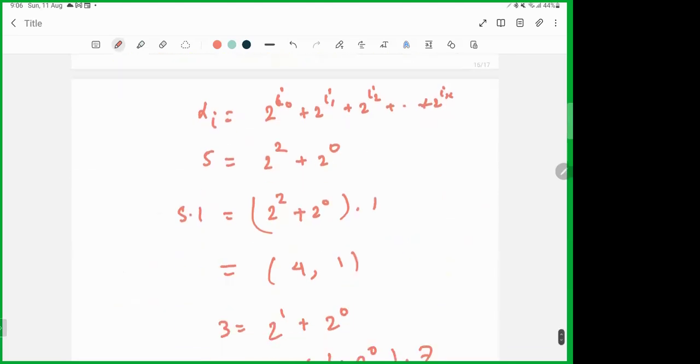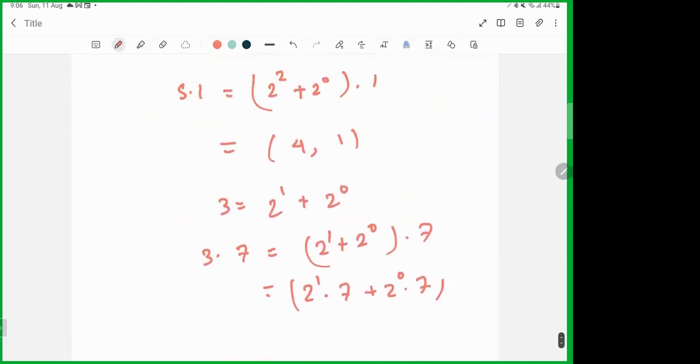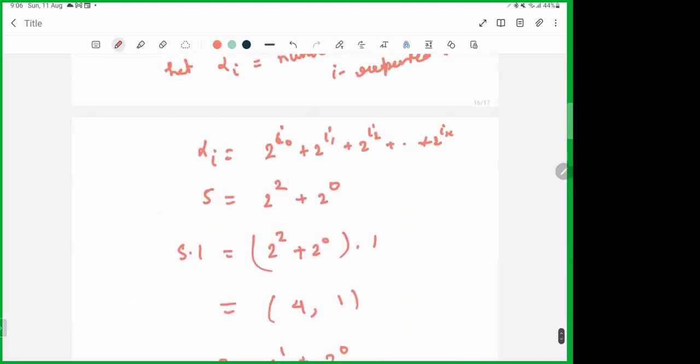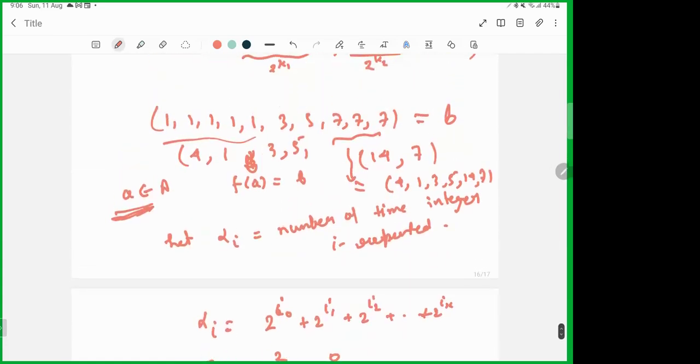Sir, is it clear? You started with the partition, but the next one is not a partition, no? Which one? 4, 1, 3, 5, 14, 7 is not a partition.